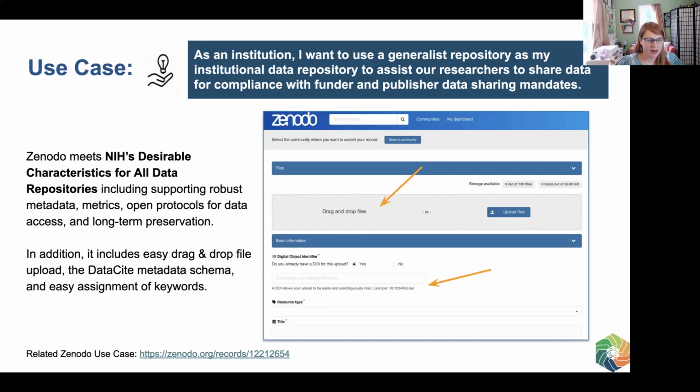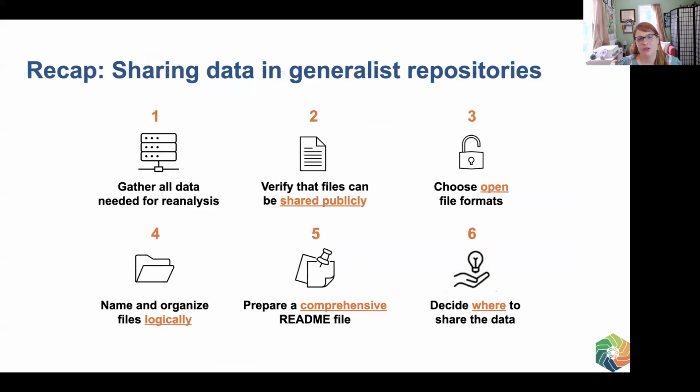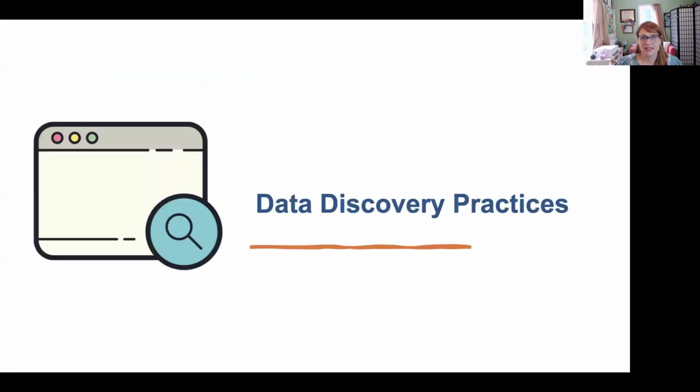So just to wrap up, on the next slide, again, these are those 6 steps. In general, we're gathering material, we're preparing it, we're organizing it, we're describing it, and then we're deciding where to upload it. And at this point, I'm going to hand it over to my colleague, Julie, who's going to talk about discovery of data in GREI repositories.